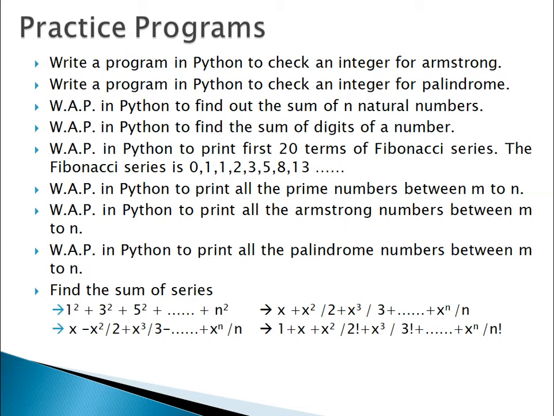Next question, to print all the prime numbers between m to n. This is a nested loop question because one loop is to be used for prime number checking, another loop is to be used for taking the loop from m to n. That means this is a nested loop. The outer loop will take you from m to n, and the inner loop will check each value between m to n for prime.